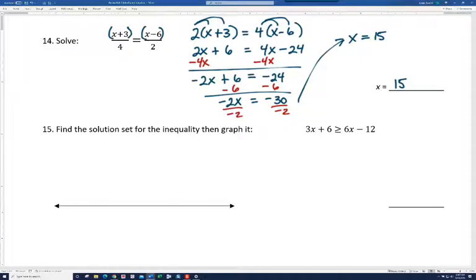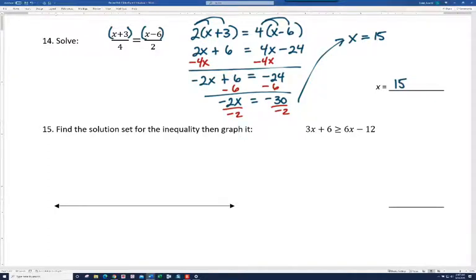All right, number 15. Find the solution set for the inequality, then graph it. So what we learned about inequalities is when we solve them, it's very much like solving equations, except for 2 things. Number 1, if we multiply or divide both sides by a negative number while we're doing our inverse operations, we have to reverse the symbol. And the other thing is our solutions aren't going to be a single value. Like on number 14, our solution was 15. Now our solutions are going to be sets of numbers. In fact, that's why we're graphing the solution, so you can see what that set of numbers is.